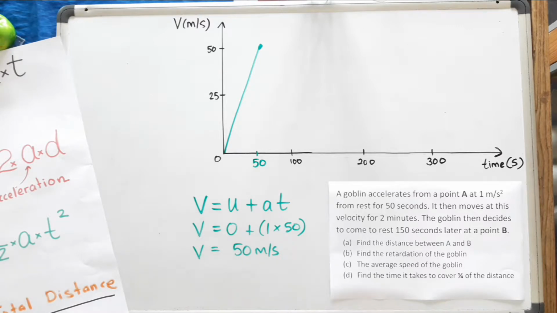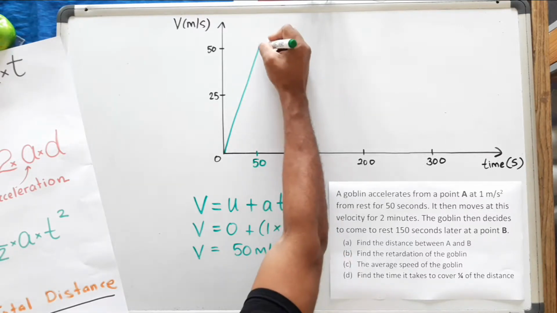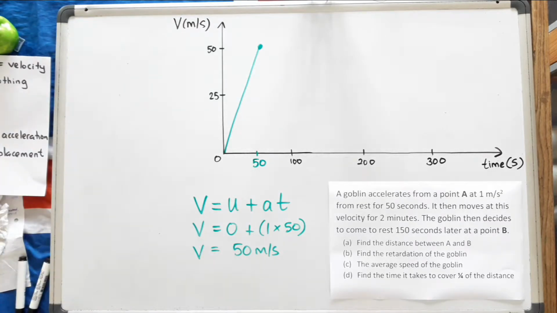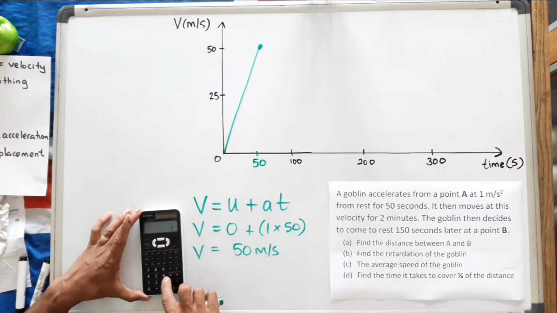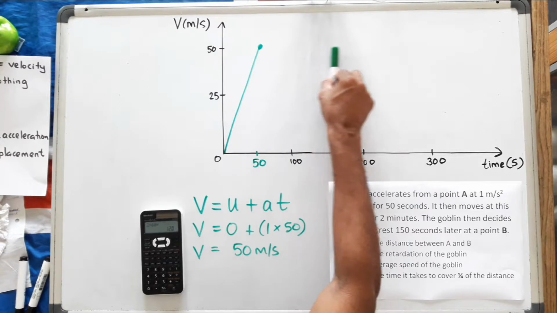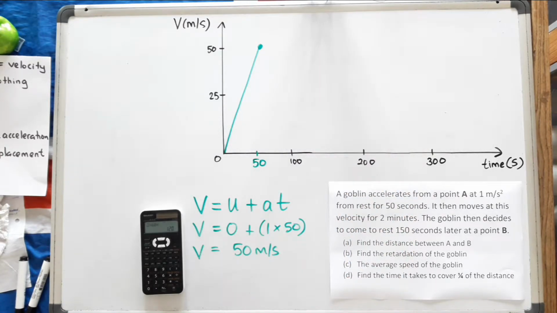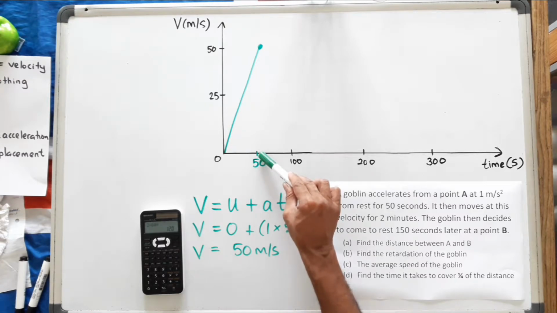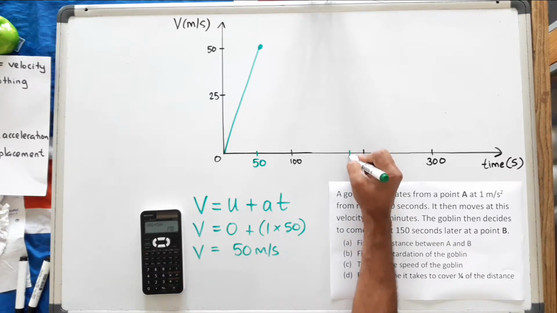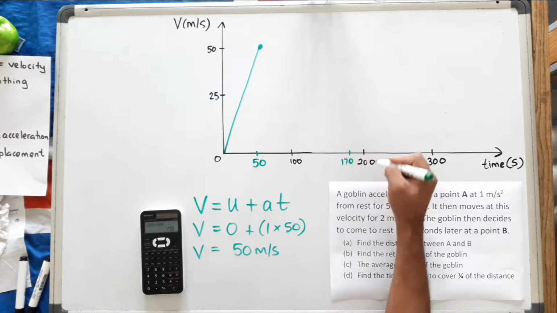All right? So from this point now read the question. Once it attains this velocity, it then moves at this velocity for 2 minutes. I'm not working with minutes, I'm working with seconds. So 2 minutes is really 120 seconds, because 2 multiplied by 60. Now, from this point, 2 minutes are counted. So where would he reach? He's already at 50 seconds. So 2 minutes later, if you add 50 to the 120 seconds, it would be 170 seconds. So 170 will be a little before the 200.